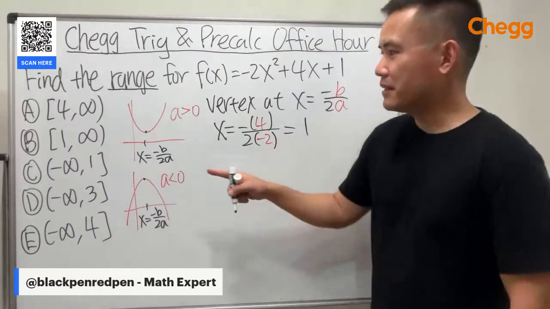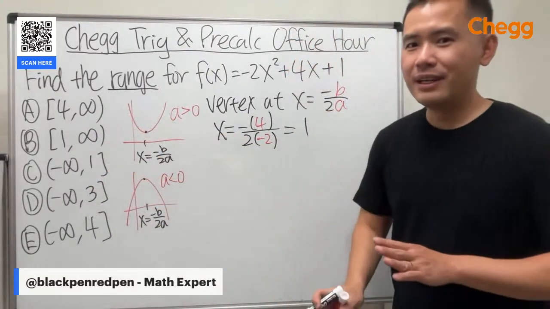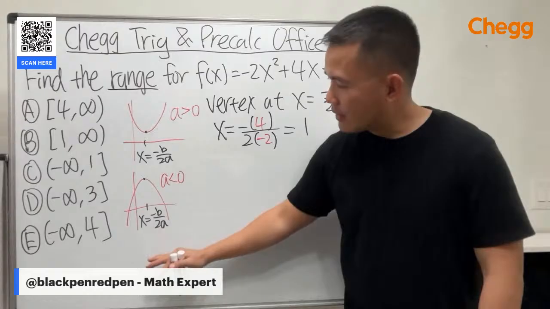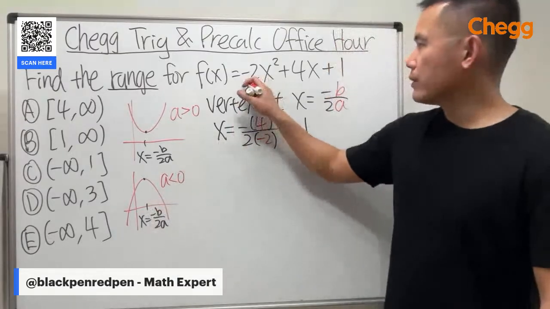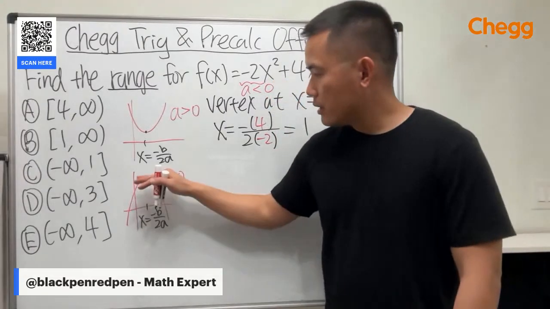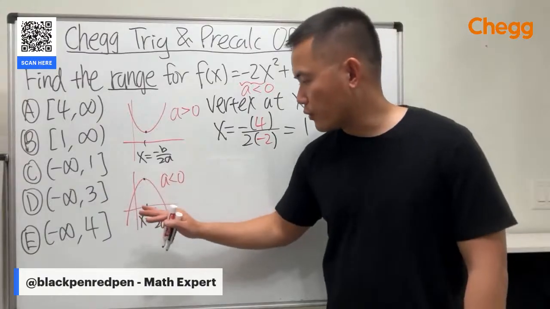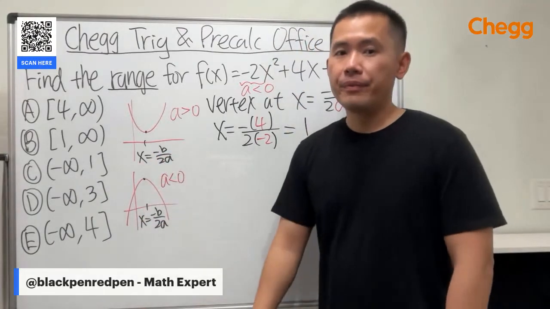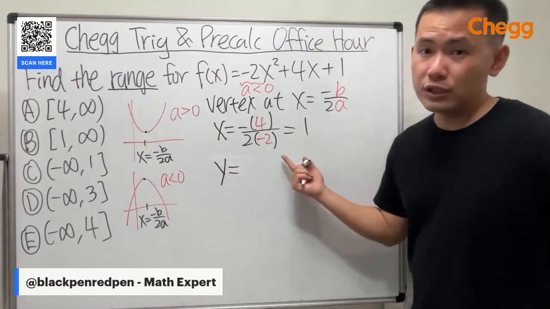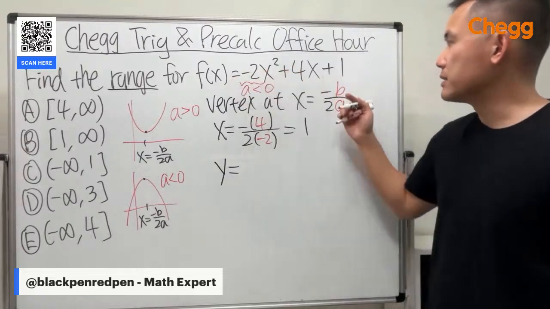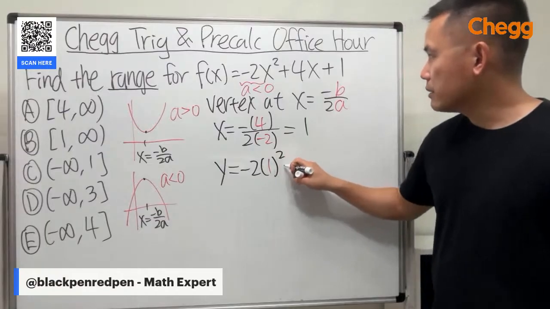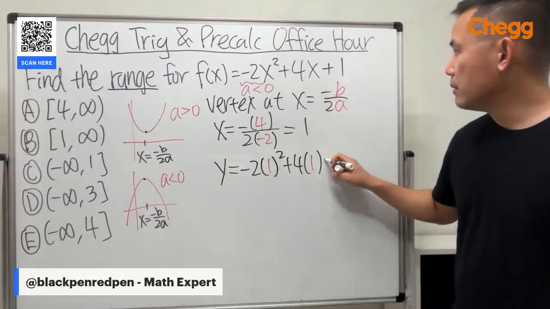That's not the answer though. The answer is not B, the answer is not C. Because the range is about the y values, right? And as we can see, we have a negative a value. So we are talking about this situation. We will have a maximum, and the y value will go from negative infinity up to whatever that is. But let's go ahead and find out the y value. Once we have the x, we can plug it into the original. So plug that in, we have negative 2 times 1 squared plus 4 times 1 and then plus 1.